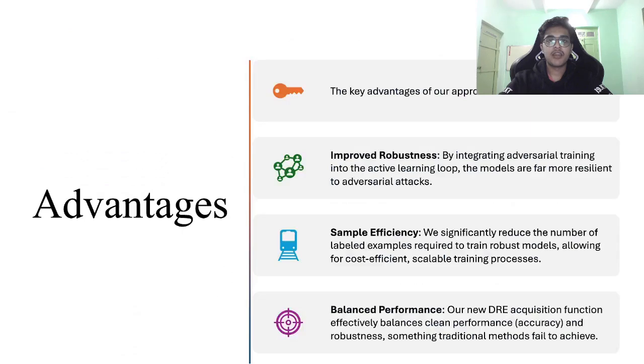Moving on, we have the advantages. So the key advantages of this particular approach are improved robustness, that is by integrating adversarial training into the active learning loop, the models are far more resilient to adversarial attacks. Next one is sample efficiency. We significantly reduce the number of labeled examples required to train robust models, allowing for cost-effective scalable training processes.